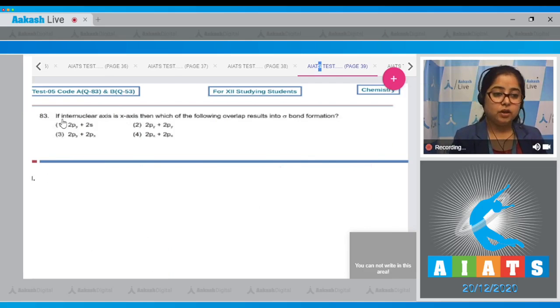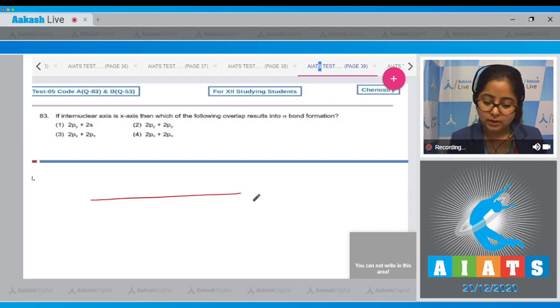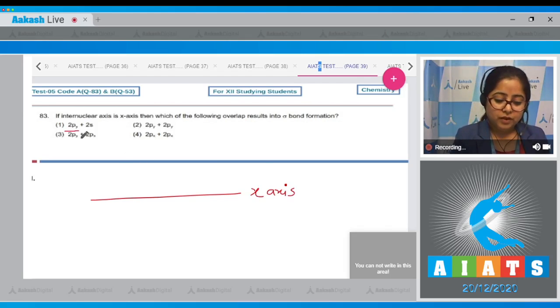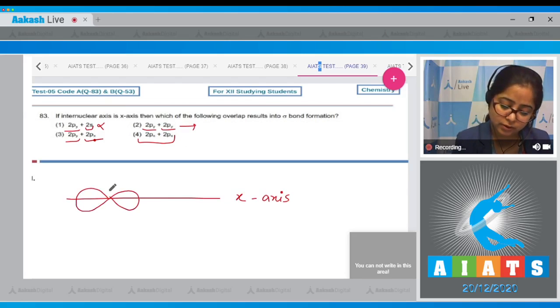Let's read it. If internuclear axis is x-axis, then which of the following overlap results in sigma bond formation? Student, if the internuclear axis is the x-axis, then we have to identify that which will result into sigma bond formation. 2py and 2s, no. 2py and 2py, this will result into a pi bond formation. 2py and 2px, no bond will be formed. And the last is 2px and 2px. Student, yes, this will result into a sigma bond formation.